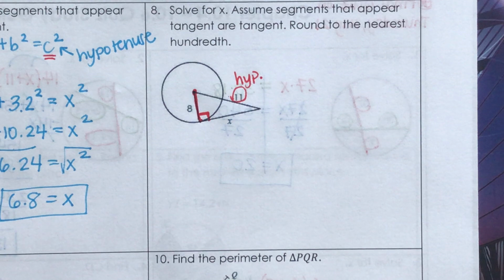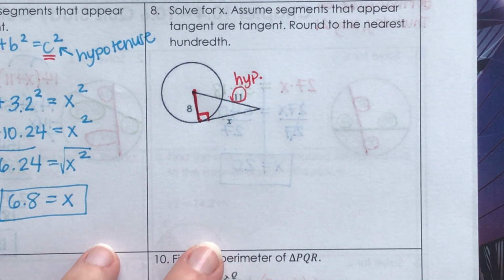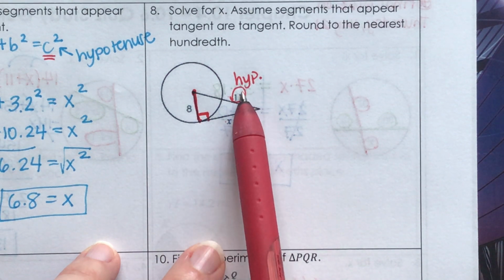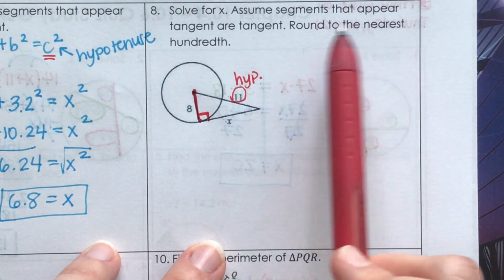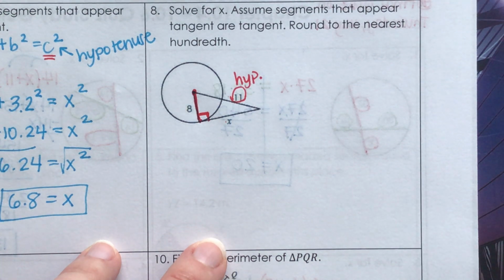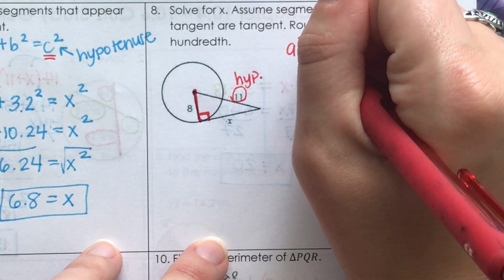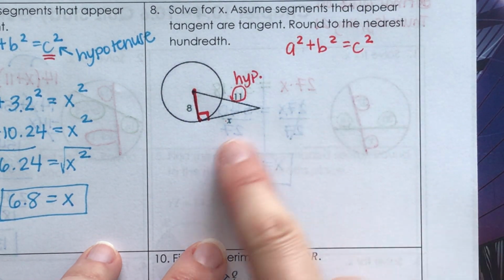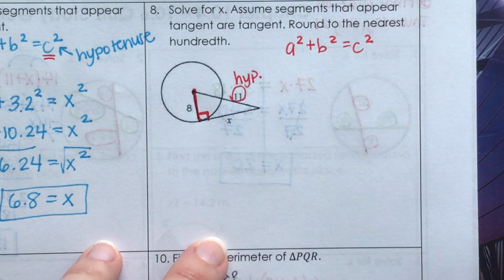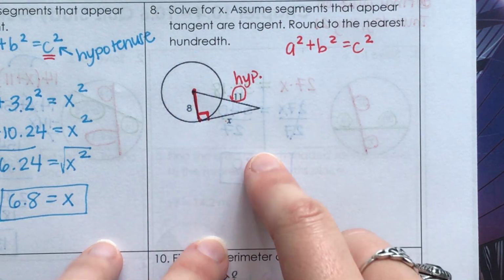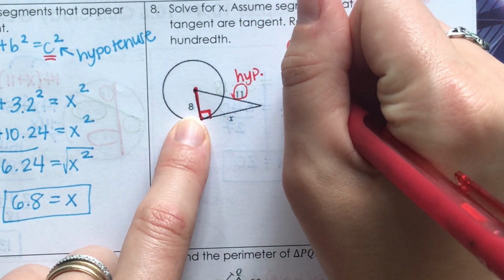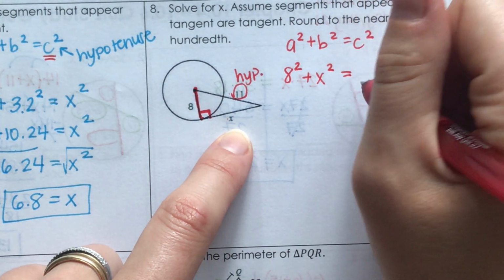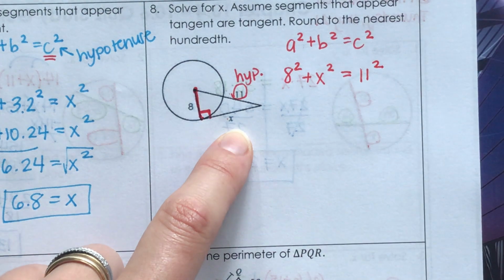It's very, very uncomfortable. Okay, so I've got a side and the hypotenuse. I'm going to round my answer to the nearest hundredth. Okay, so I'm going to use a squared plus b squared equals c squared. The only one that's important is your hypotenuse, which is 11. So my a and my b are the other two sides. So I've got 8 squared plus x squared equals 11 squared.